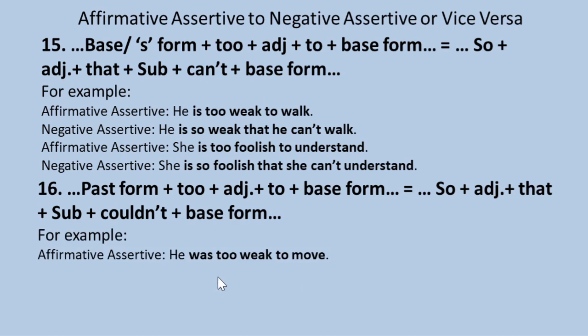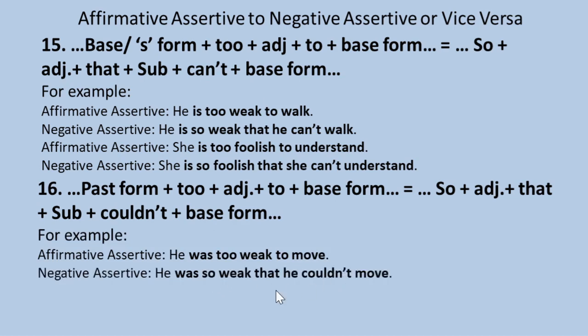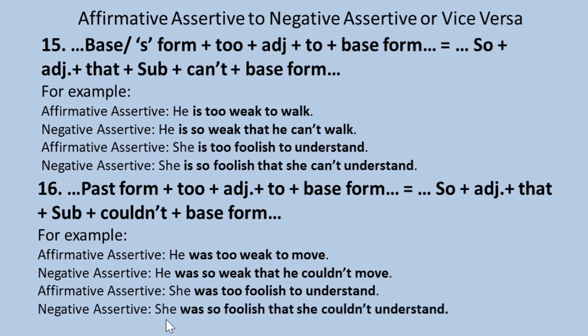Affirmative assertive, he was too weak to move. Negative assertive, he was so weak that he couldn't move. Affirmative assertive, she was too foolish to understand. Negative assertive, she was so foolish that she couldn't understand. So look, the tense of the sentence refers to past indefinite, so we have to use couldn't base form after that.